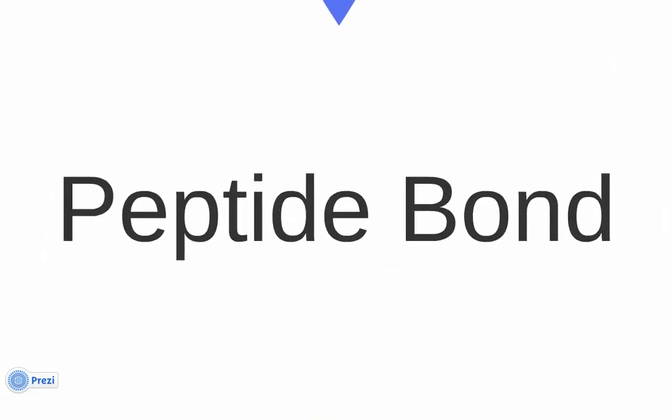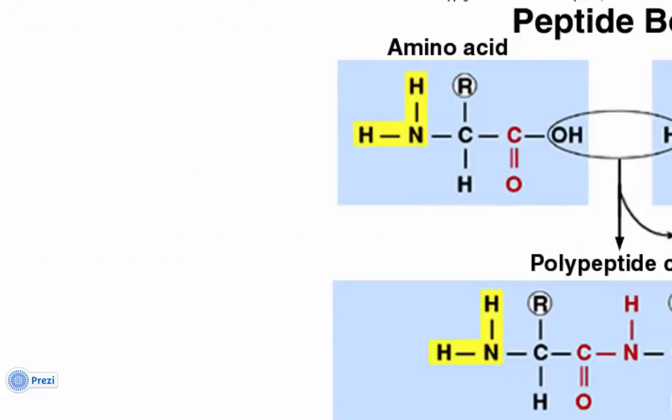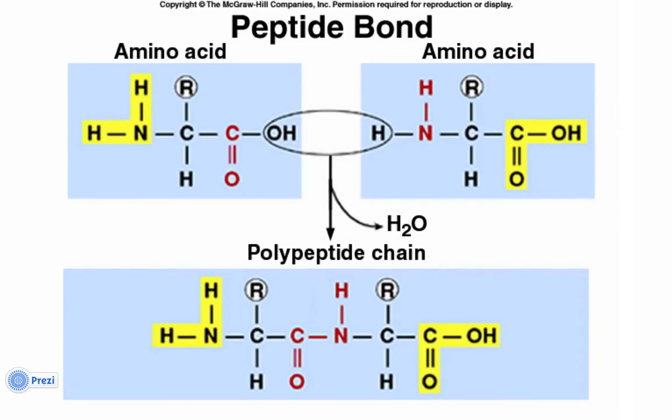Amino acids are joined together in proteins by peptide bonds. As you can see from the figure, a peptide bond forms between the carboxyl group of one amino acid and the amino group of the adjacent amino acid.